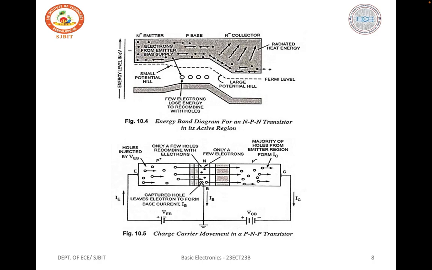Considering the bipolar devices, although one type of charge carrier is in the majority in a PNP or NPN transistor, two types of charge carriers, that is holes and electrons, are involved in the current flow. Consequently, these devices are termed bipolar junction transistors. This is to distinguish them from field effect transistors, which are termed unipolar devices because they use only one type of charge carrier.